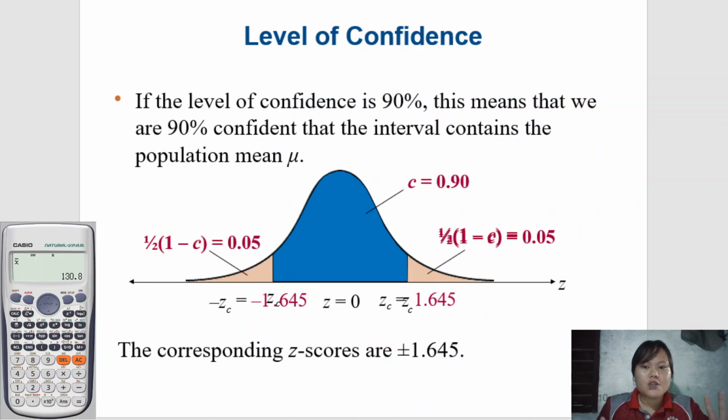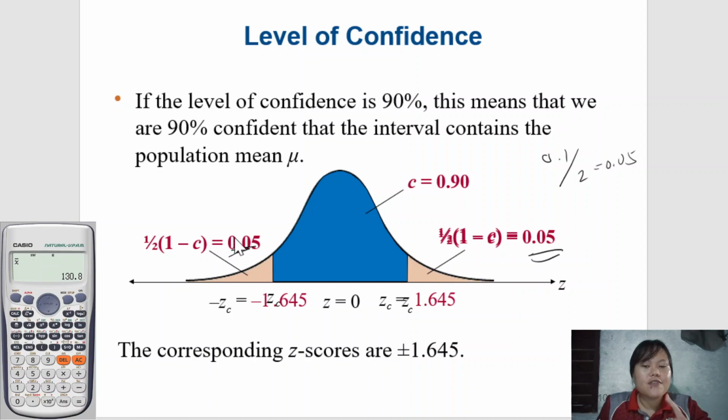Okay. So, example this one. Supposing you have 90% confidence level. So, C is equal to 0.9. Ang natitira ay, 1 minus 0.9 ay 0.1. So, 0.1 over 2 ay 0.05. Okay? So, kaya 0.05 ang values dito.